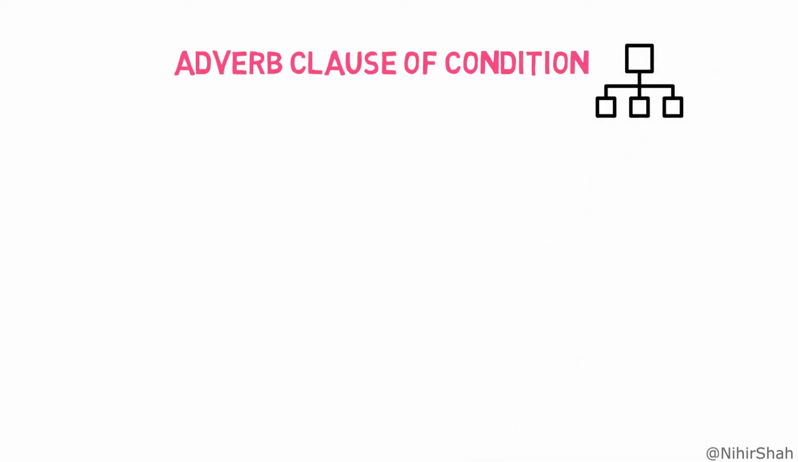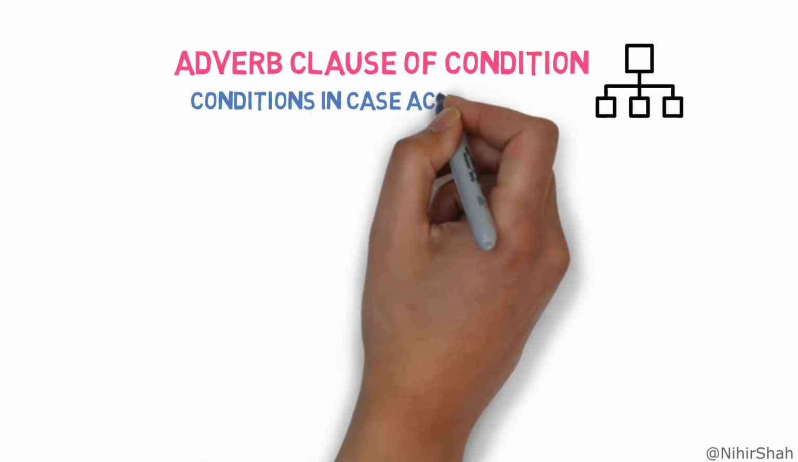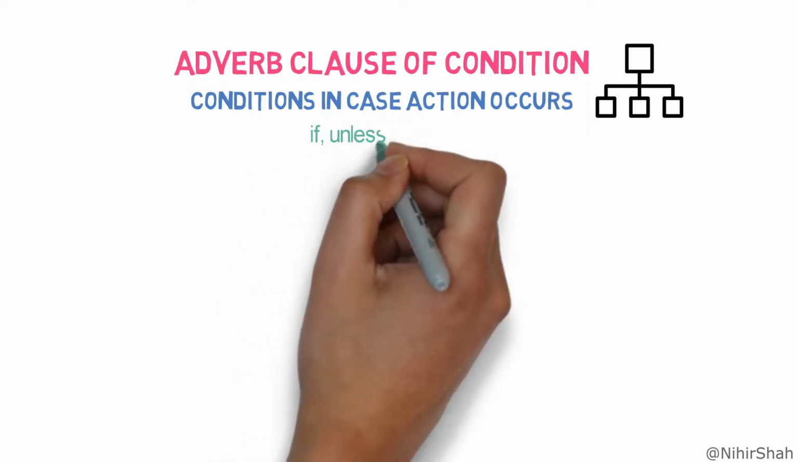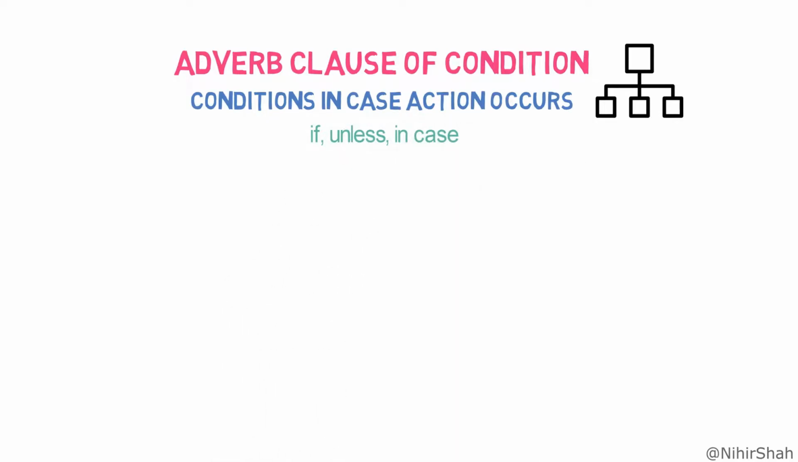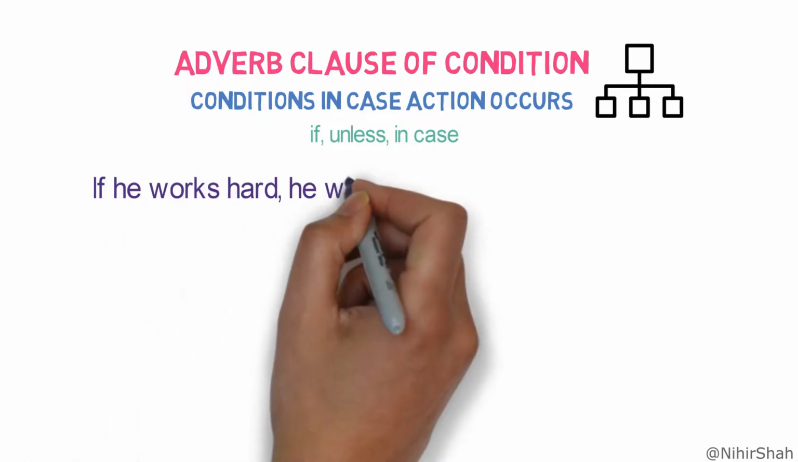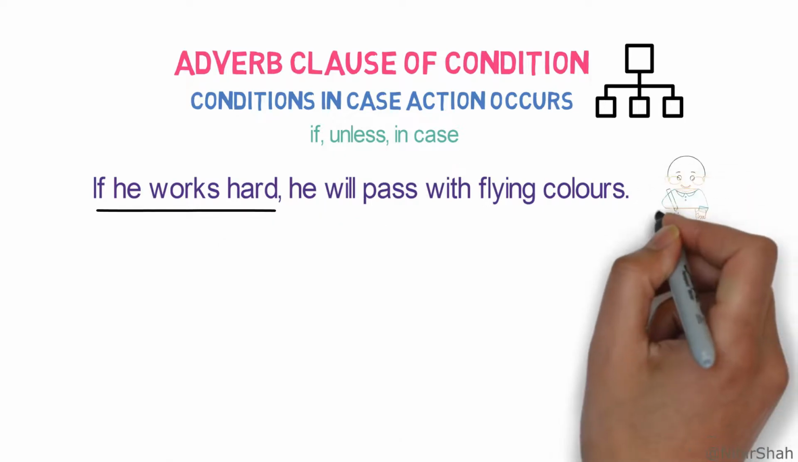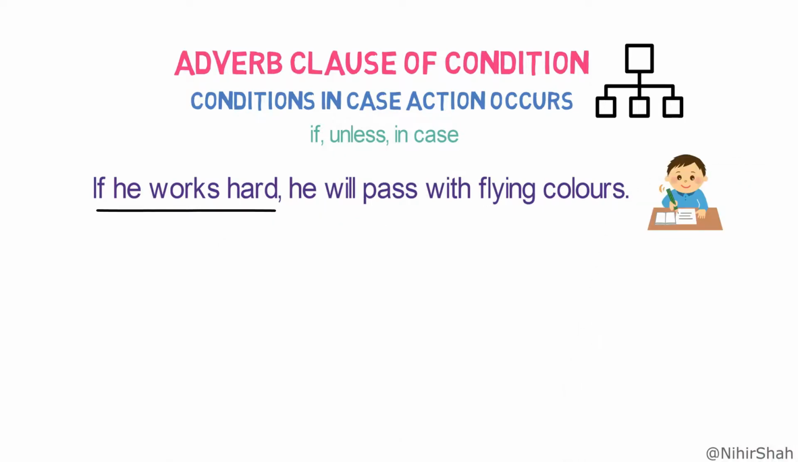Number 5, adverb clause of condition. The adverb clause of condition describes conditions in case an action occurs and what will be its consequence. The most common subordinating conjunctions are if, unless, in case. For example, if he works hard, he will pass with flying colors. Here, if he works hard is describing a condition for him to pass with flying colors.